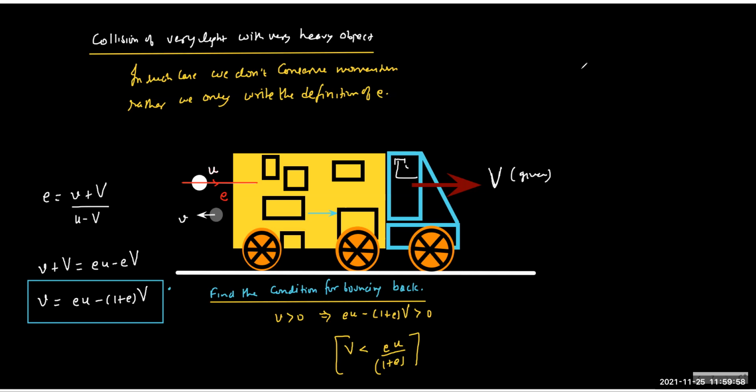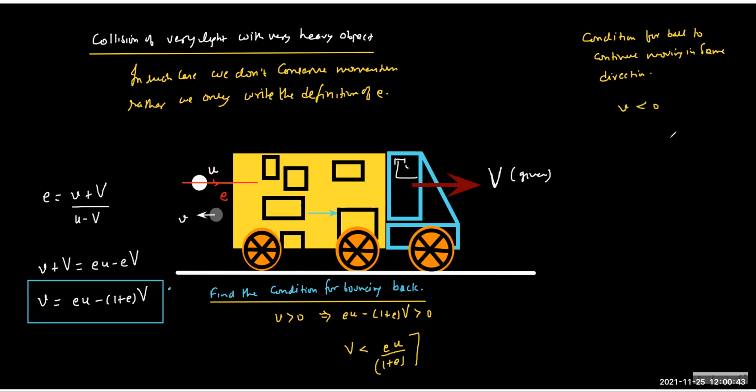So imagine what if, so no bouncing back condition, or you can say condition for, so what is the condition for moving in the same direction? If you want to continue moving in the same direction, then for that the answer must be negative.